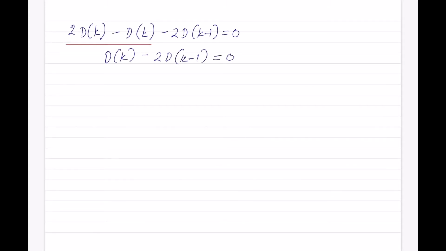The next step is we transpose d of k from the right-hand side to the left-hand side, and we get 2d of k minus d of k minus 2d of k minus 1 is equal to 0. So 2d of k minus d of k is d of k minus 2d of k minus 1 is equal to 0, where k is greater than or equal to 1. So we now have the recurrence relation for the closed form expression 5 times 2 raised to k. That's it.